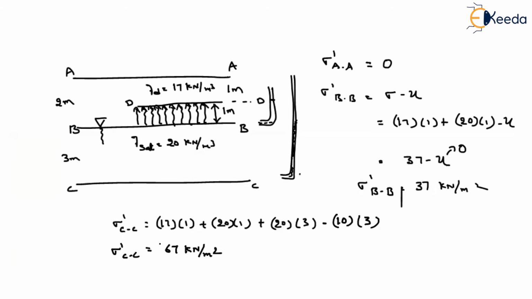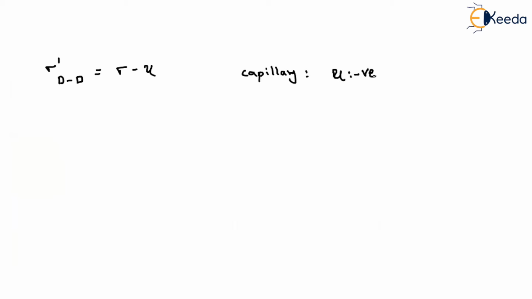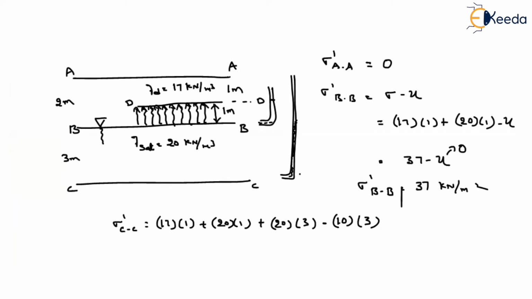As of now it is okay, but what about my effective stress along the layer DD? Again the same thing, what will you write down? Total stress minus pore water pressure. Because of the capillary action, always imagine that you have to consider your pore water pressure as negative. Up to this layer, if I keep my hand here, how much weight will I feel?